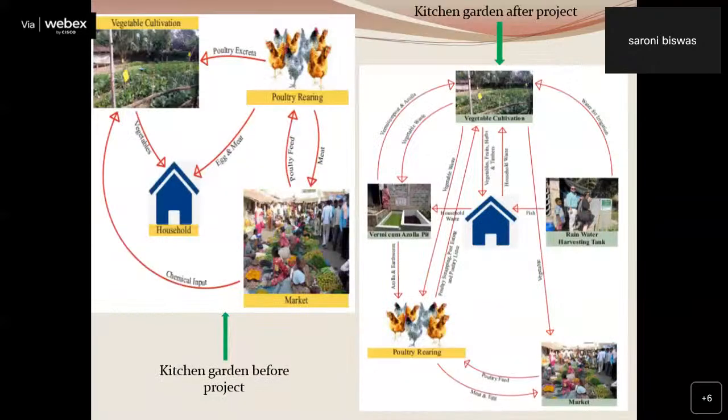And similarly, if you go on looking into the design of the kitchen garden before the project, market dependency was there, chemical input was coming from the market, and it was not well integrated.